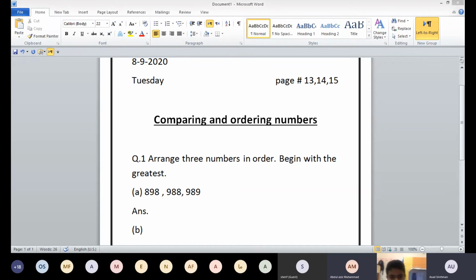I'm on the phone. Can you see the screen? Yes. Very good.